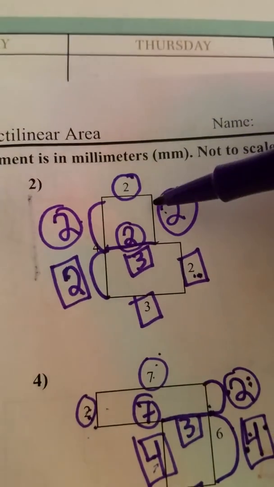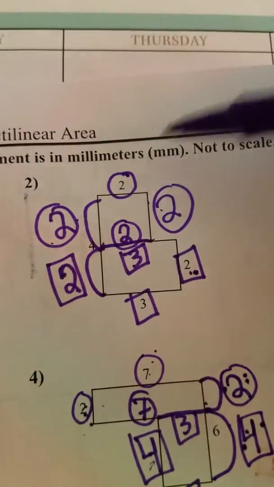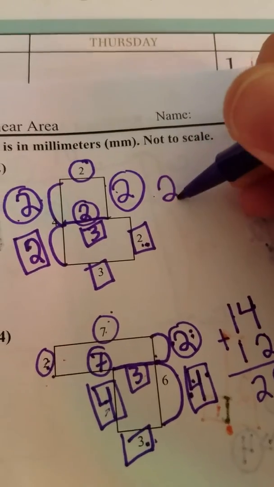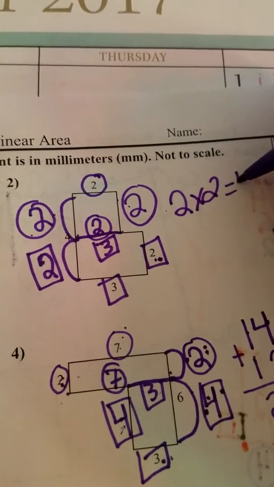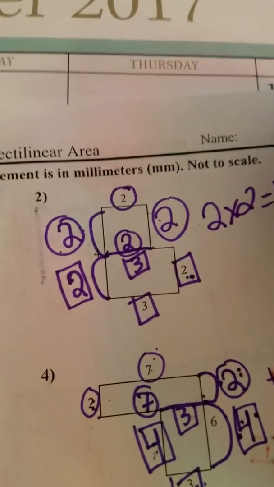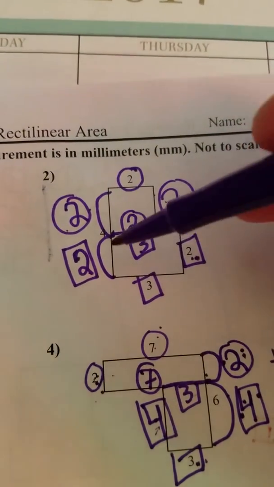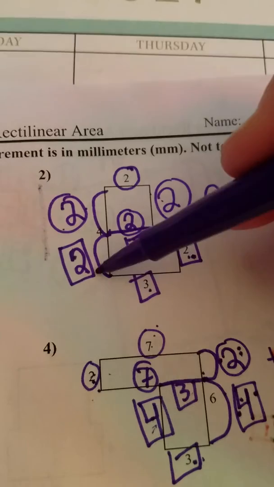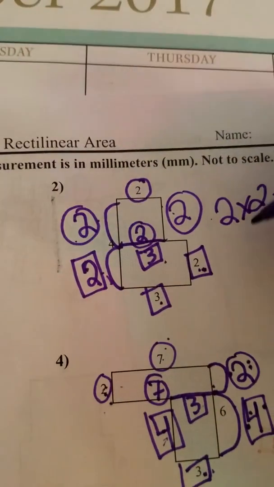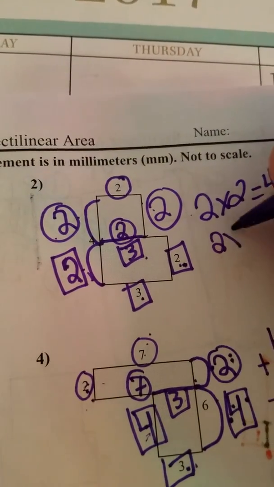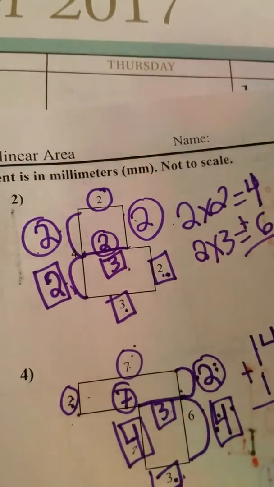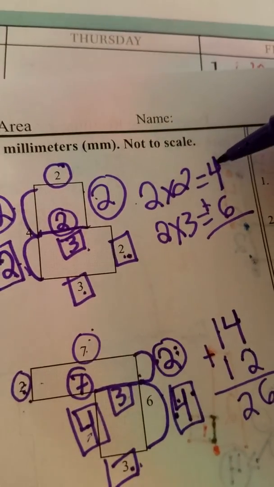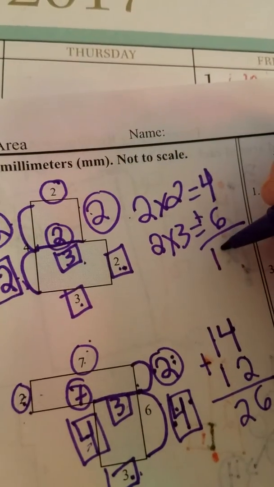So for my first one here, I've got 2 times 2. So 2 times 2 equals 4. And then for this one, I've got 2 times 3. So 2 times 3, and that will equal 6. So I add these together. 4 plus 6 is 10.